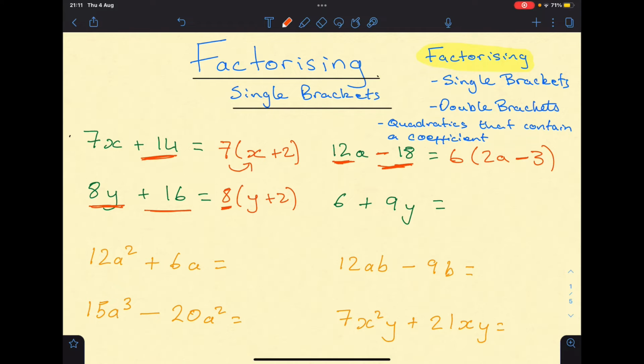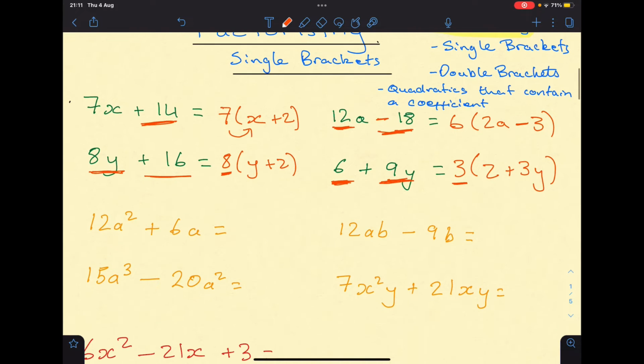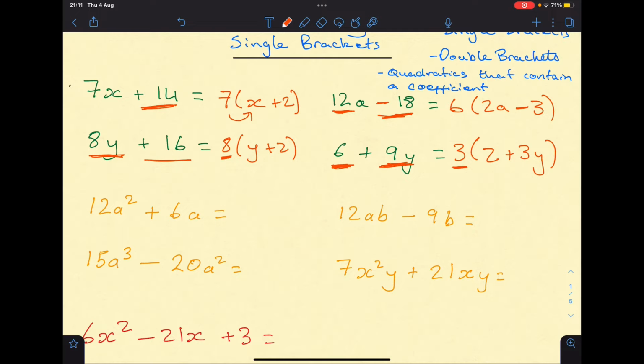Okay, next one. Now the letters are not in the first term, but it's still the same thing. What can I divide 6 and 9 by? The highest number is 3. What do I multiply 3 by to get 6? That would be 2. And what do I multiply 3 by to get 9y? That would be plus 3y. Okay. Moving on to some more difficult ones.